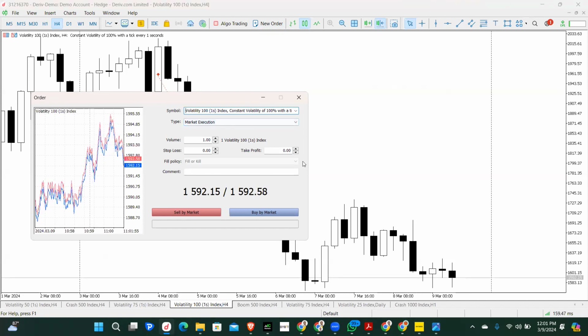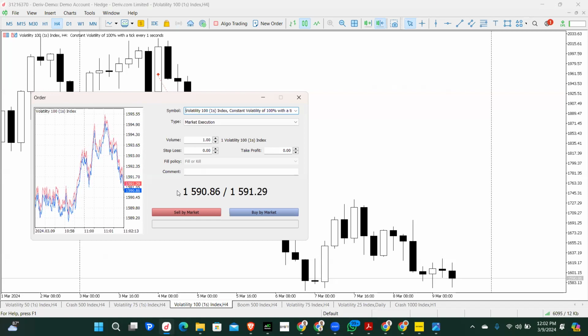If you want to use market execution, that means the current price is trading at 1591. That is the price where my cursor is. We have 1591.7, so this is what the price is currently trading at. You can as well see it here. This is the selling price, this is the buying price. That is the bid and the ask we made mention of. So this is the ask, this is the bid.